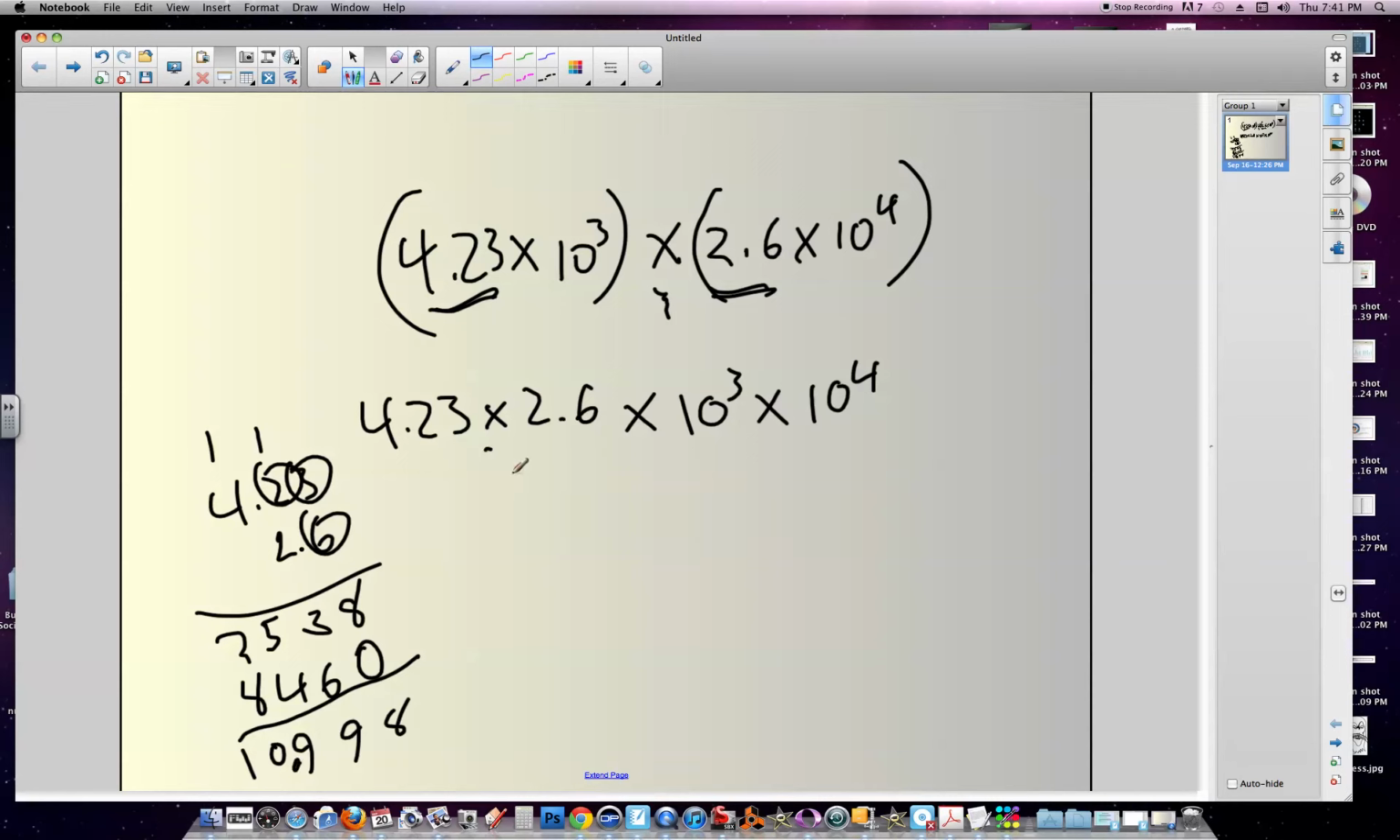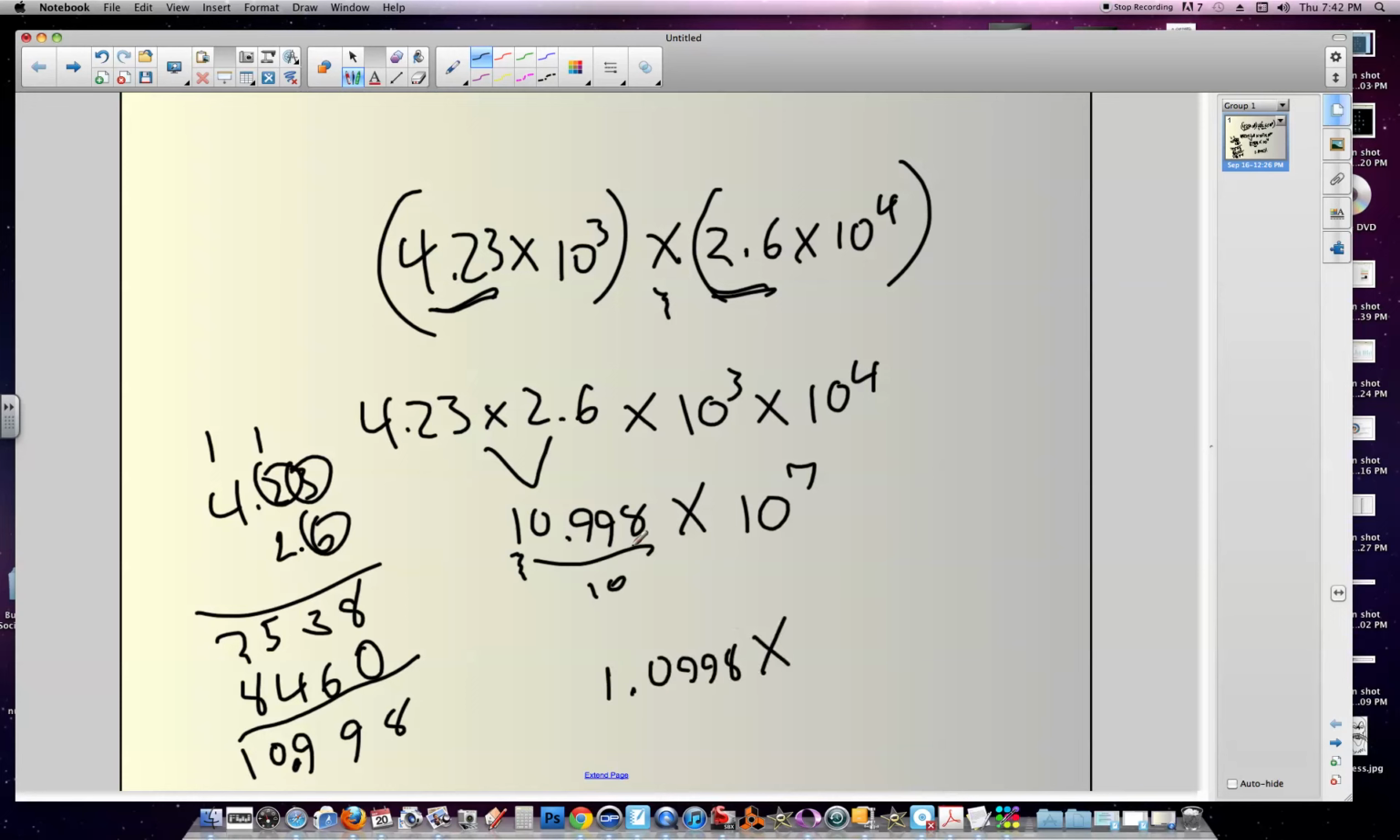So now this becomes 10.998 times, this is 3 tens and this is 4 tens, so that's a total of 7 tens. Now I have a new problem. My most significant digit is in the tens place, not the ones place. So I'm going to divide this by 10. I'm going to take a 10 out of this, and I'm going to get 1.0998.